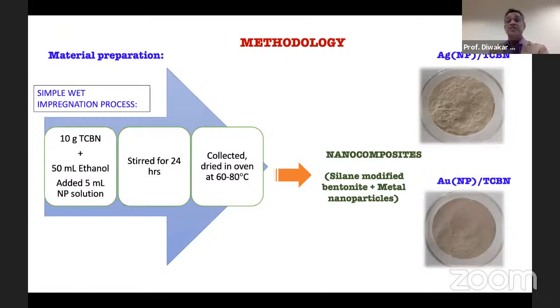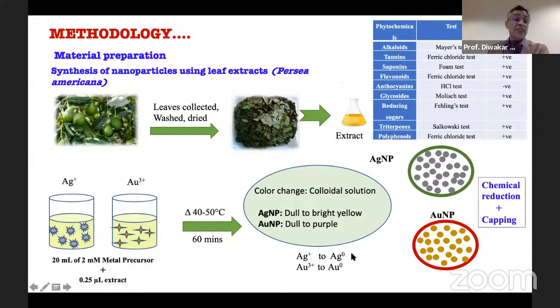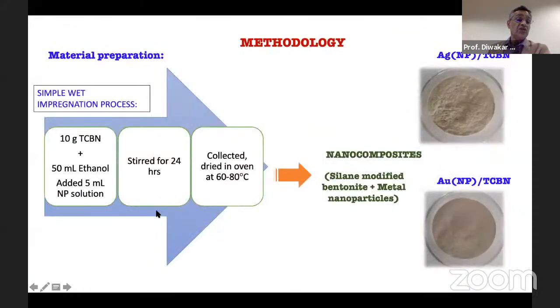10 gram of the composite material we obtained using this trichlorooctadecyl silane, the organic silane that we introduced here, along with the nanoparticles that we added, was stirred for 24 hours, then collected and dried at 60 to 80 degrees C. These are the two composite materials that we obtained: one is silver based, and the other is gold nanoparticle based. So, silane modified bentonite plus metal nanoparticles.